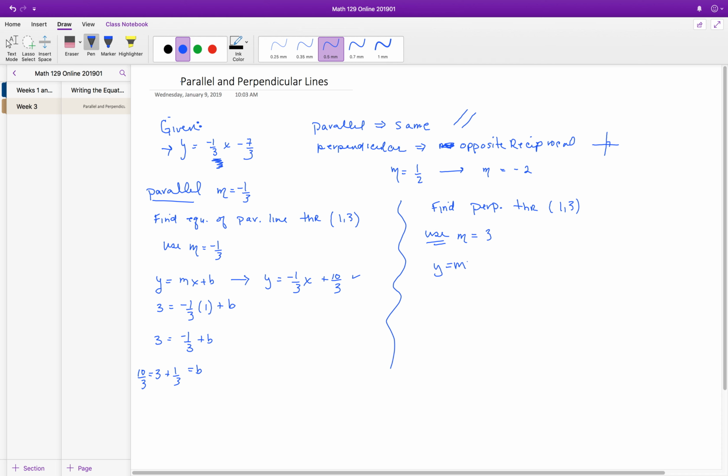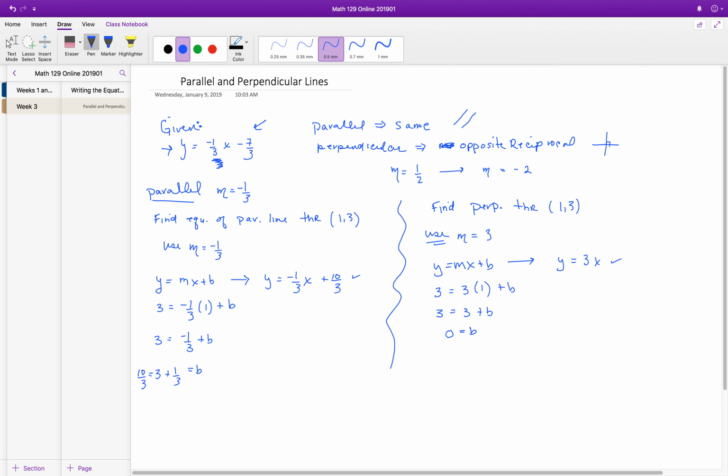So y equals mx plus b. Using the given point, 3 is equal to 3 times 1 plus b. So 3 is equal to 3 plus b. So b is equal to 3 minus 3, which is 0. Sometimes that seems weird, but it's perfectly fine. So now when I go to plug back in, I have y equals my perpendicular slope, which is 3x, and then b is 0. So plus 0, or you don't need to write it at all. So here is our perpendicular line to the given line, y equals negative 1/3 x minus 7/3.